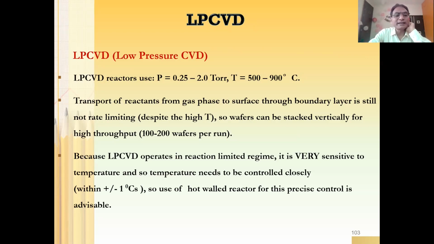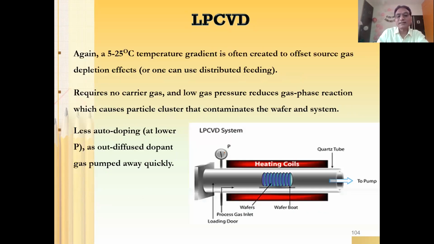The transport of reactants from the gas phase to the surface through the boundary layer is still not rate limiting. So wafers can be stacked vertically for high throughput. You can see here that the wafers are stacked vertically like this, so that at a time many wafers can be dealt with and you can come up with a good layer as well.